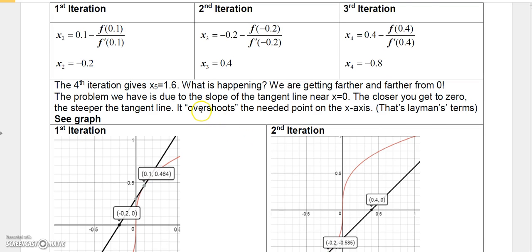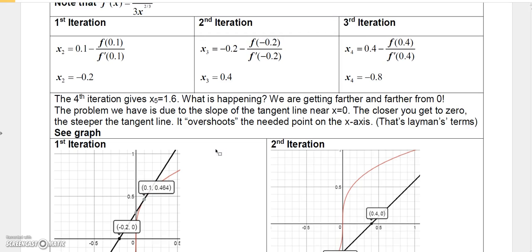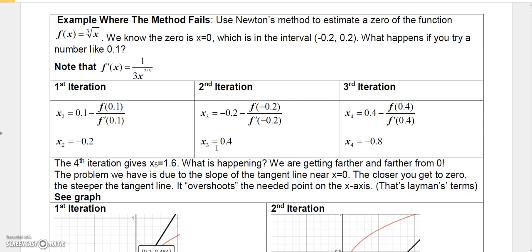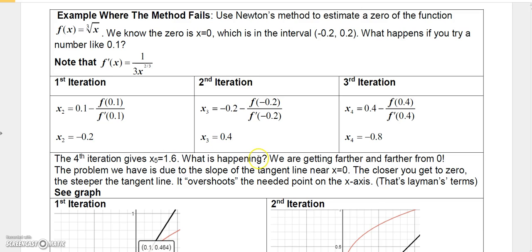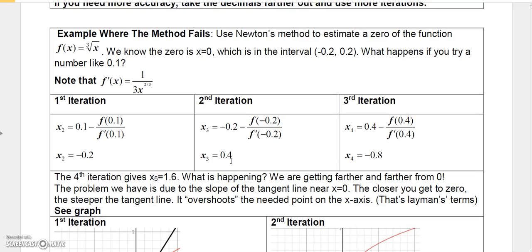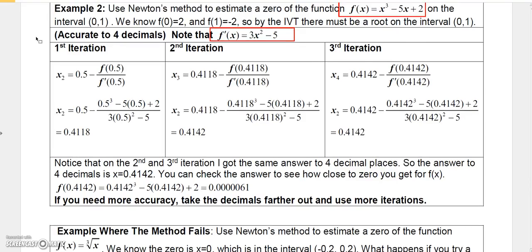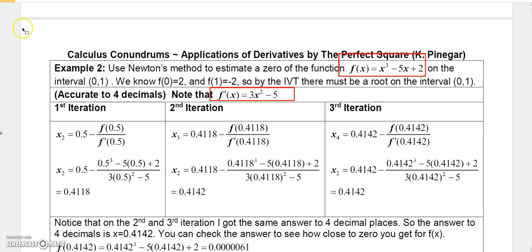So just make sure that when you're working these problems, it works pretty well on polynomials, but on some of these functions that have radicals and maybe rational functions and things like that, it doesn't work too well. So anyway, I wanted to make sure I showed you Newton's method because that is an application of derivatives. And so that completes my calculus conundrums on applications of derivatives.